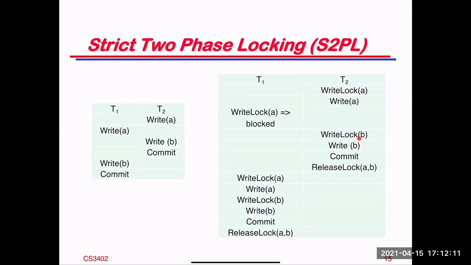Meanwhile, T2 will execute. It will acquire now a write lock on B, and then write B. Then it will commit, and only then it can release the lock for A and B. And similarly, T1 will then be able to acquire the write lock for A, and then the write lock for B, finally commit, and then release its locks. Any questions so far?